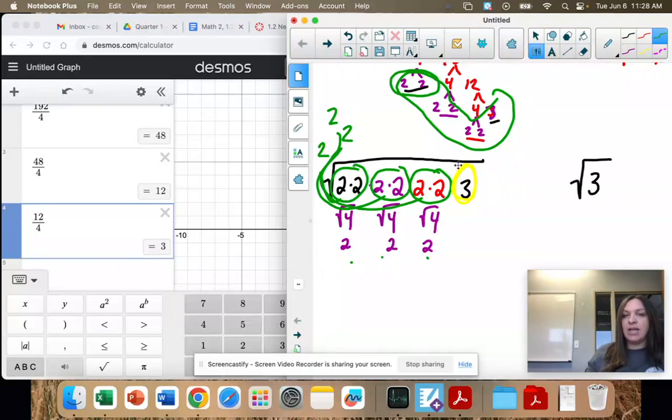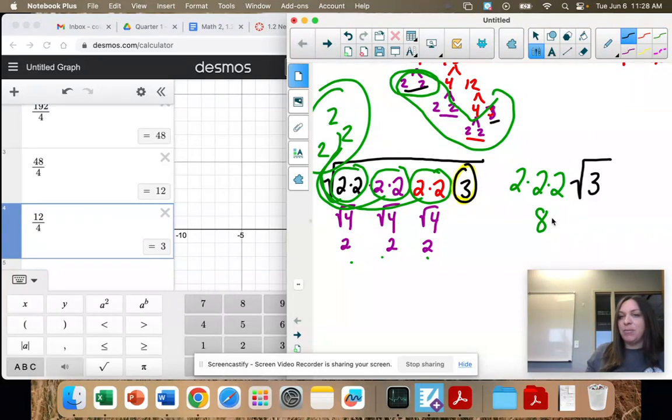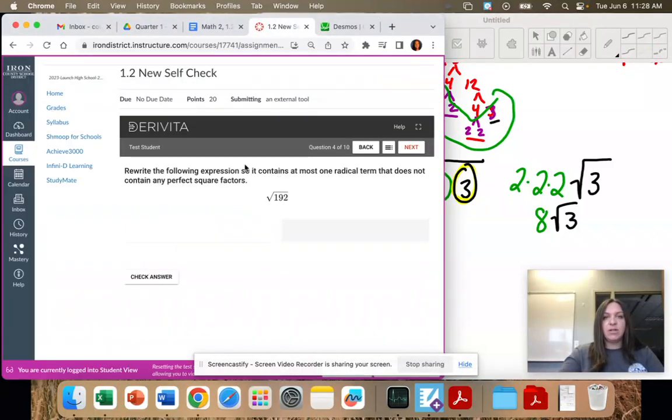So outside now I have 2 times 2 times 2. That's these ones. 2, 2, 2, and we multiply them. 2 times 2 times 2 is 8. And then this 3, remember, it's still stuck inside. 8 square roots of 3. That's what it's saying.